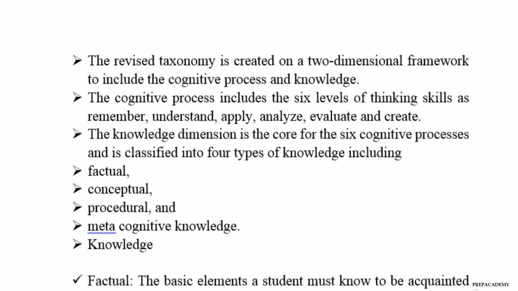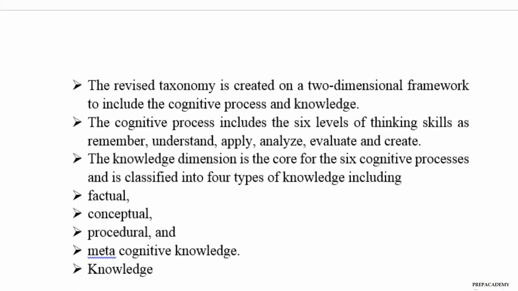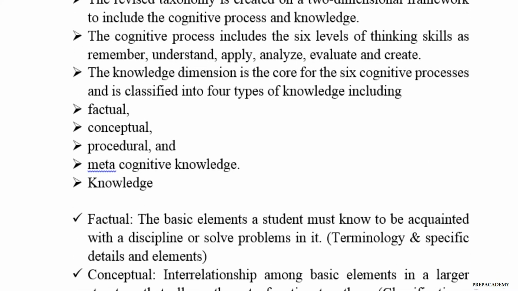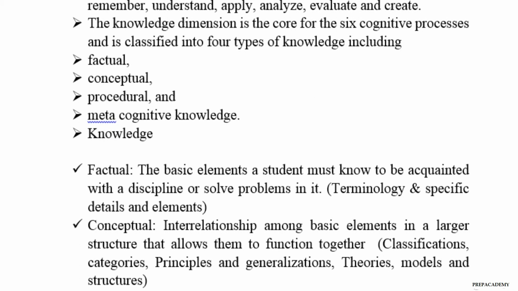The knowledge dimension is the core for the 6 cognitive processes and is classified into 4 types of knowledge, including factual, conceptual, procedural, and metacognitive knowledge. Knowledge. Factual: the basic elements a student must know to be acquainted with a discipline or solve problems in it. Terminology and specific details and elements.